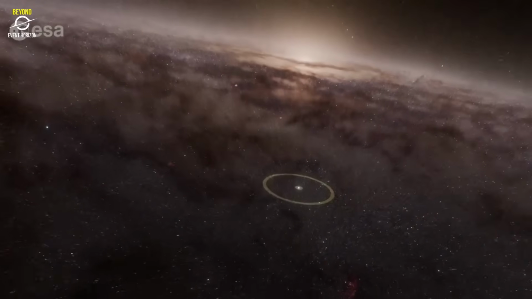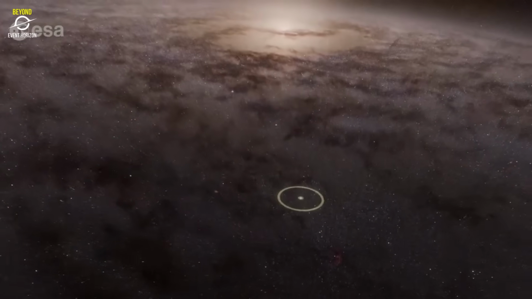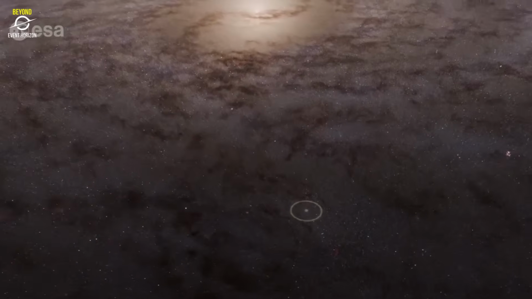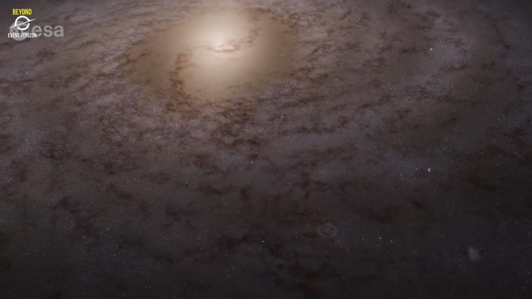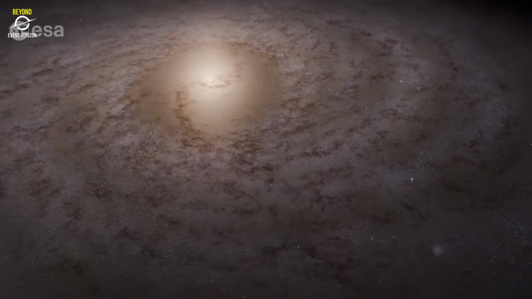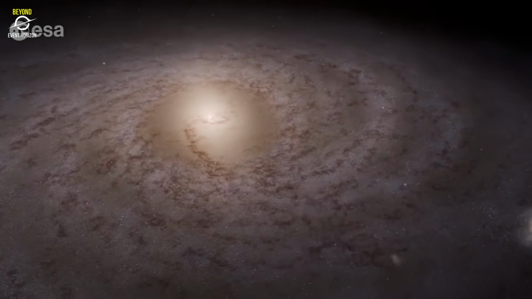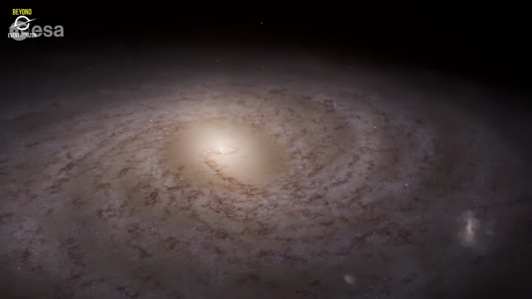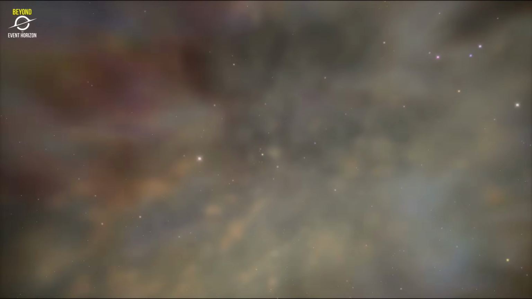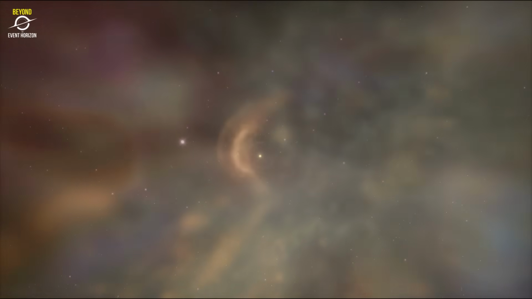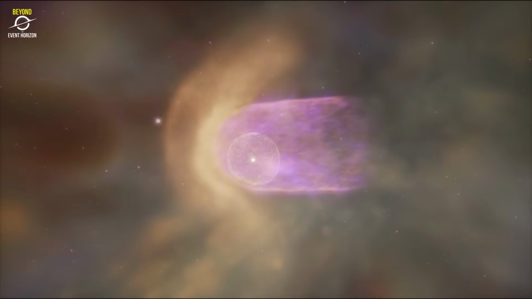Zoom out further and we find something remarkable. The solar system sits inside a vast region of space called the local bubble, a cavity approximately 1,000 light-years across, where the density of matter is unusually low. It's like a cosmic void, not empty, but far less dense than the surrounding regions of the galaxy.